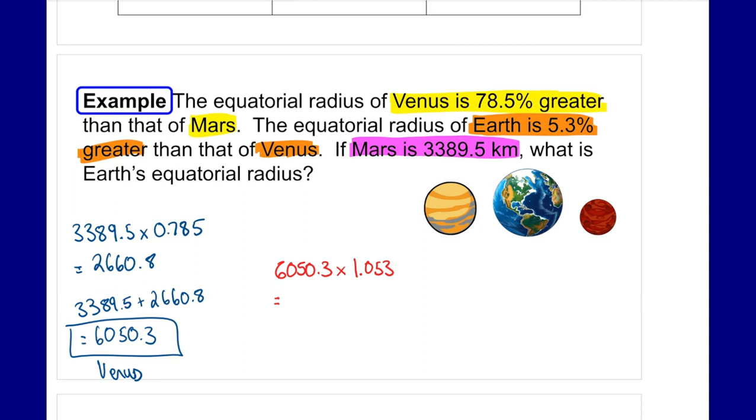So when I multiply those two, I get 6,370.965. We can round that to 6,371 kilometers for Earth.